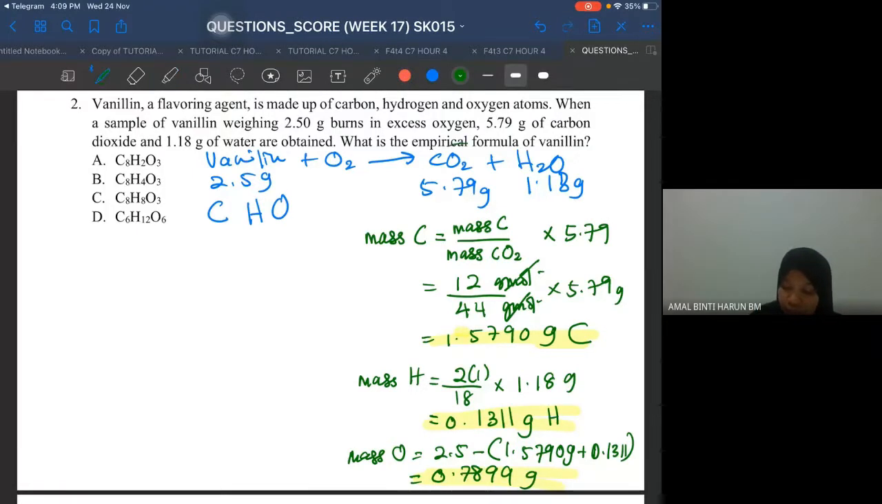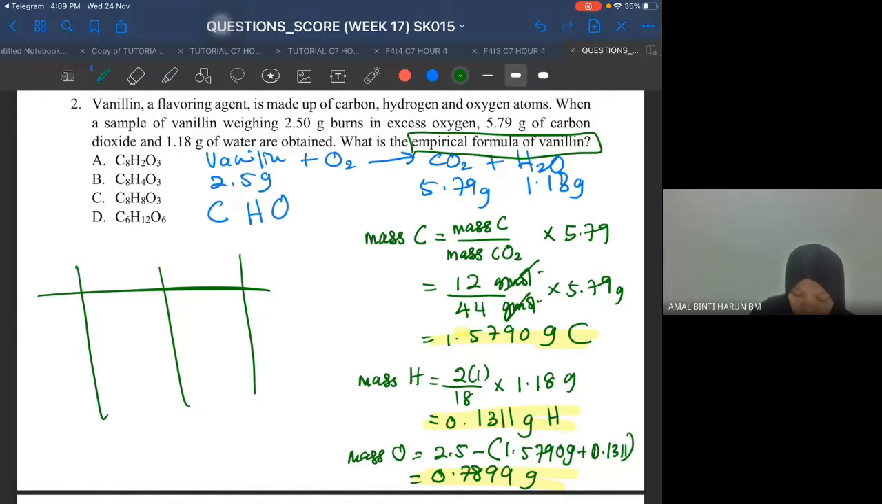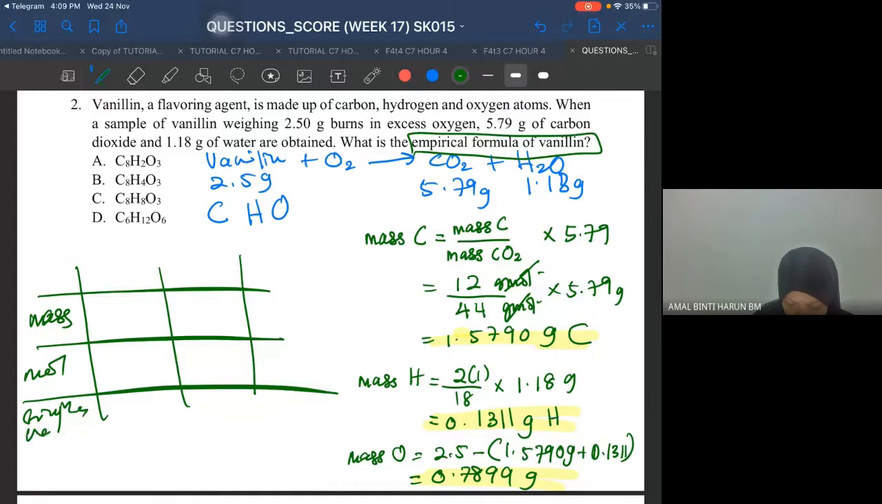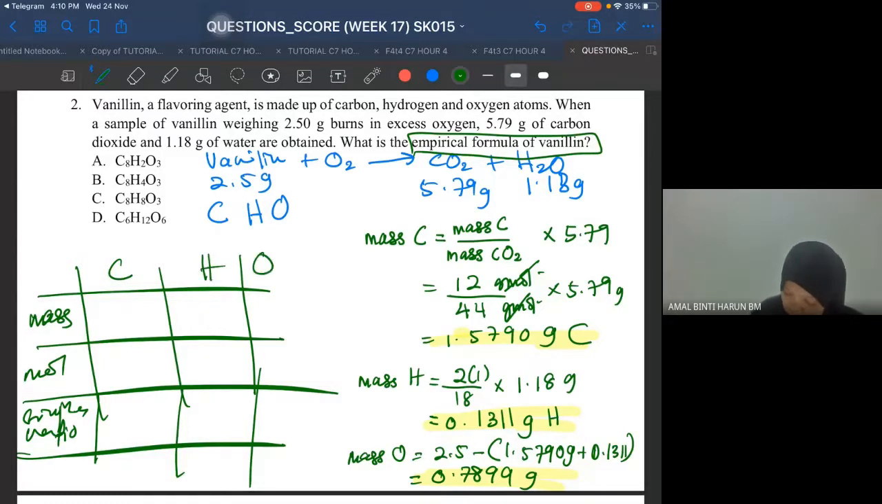Okay, kita nak cari empirical formula kan? Empirical formula, buat kotak: mass, mole, and then simplest ratio. Okay. Carbon, hydrogen, oksigen. So ni berat dia 1.5790, 0.1311, 0.7899 dalam gram. And then divide by their molar mass, atomic mass bagi setiap atom.